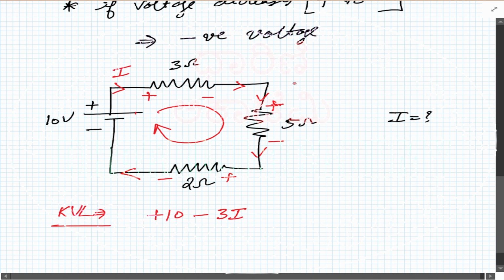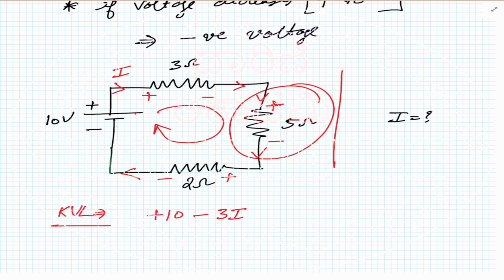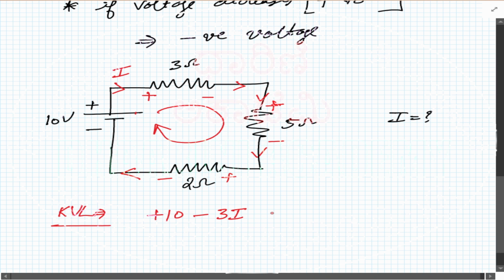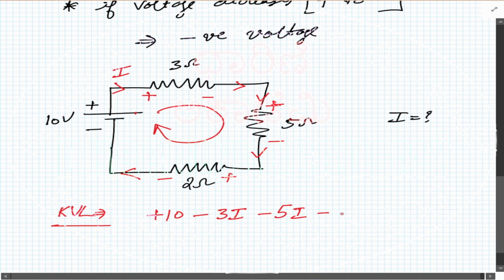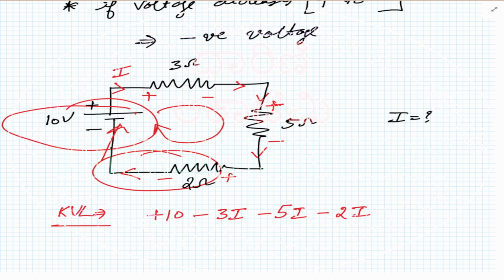It is negative because it is decreasing, plus to minus. Once that is done, I move to the next device. Here I am moving in this direction, plus to minus. So according to our convention, that's also negative. So this is minus. The same current I flows over there, so this is 5I. Then I come across the 2 ohm resistor. There also I am moving in this direction, plus to minus, so this becomes negative. So this is minus 2I. Once you reach this point, it is already connected to the battery, so you have finished your loop.